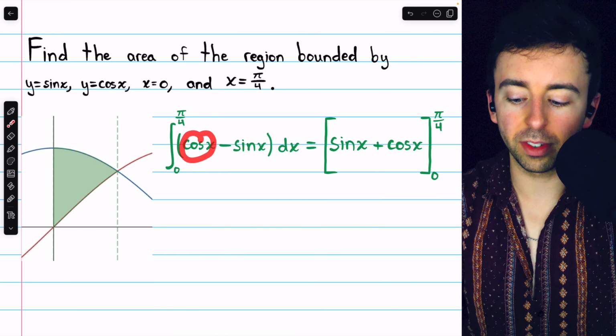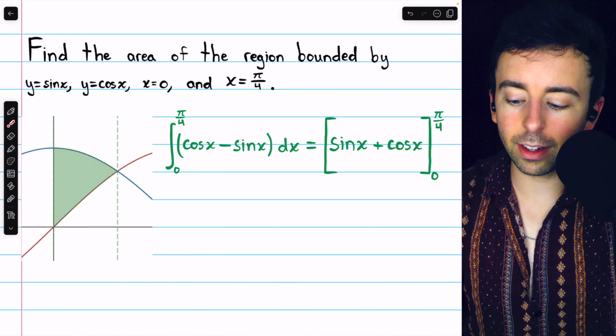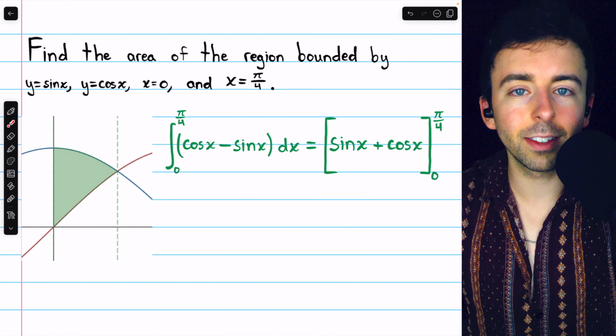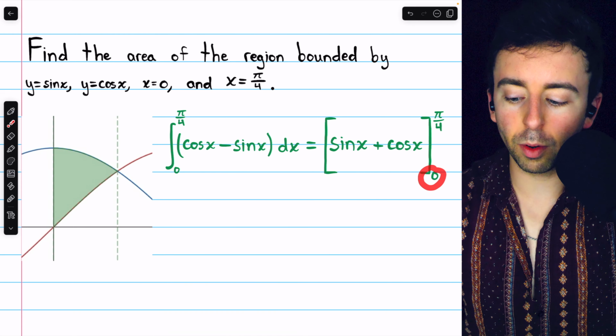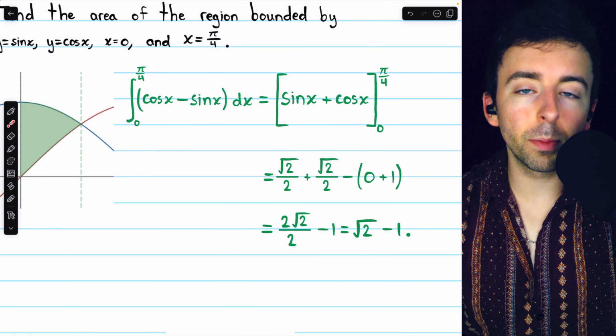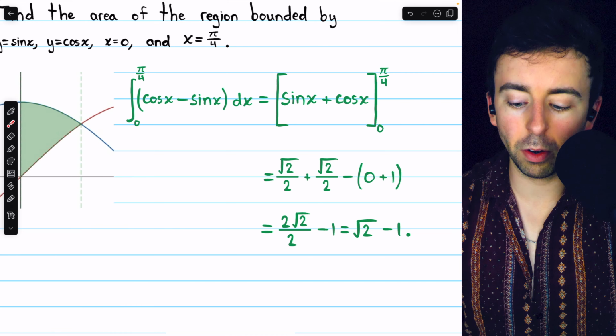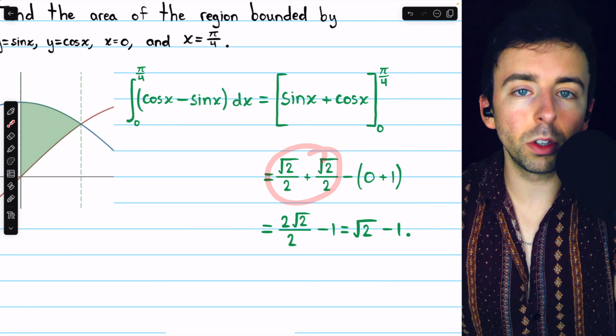The integral of cosine x is sine x, and the integral of negative sine x is positive cosine x. Then we just have to evaluate this from 0 to pi over 4. When we plug in pi over 4, like we said before, sine and cosine are equal there. Hopefully you know your unit circle. They're both equal to root 2 over 2.